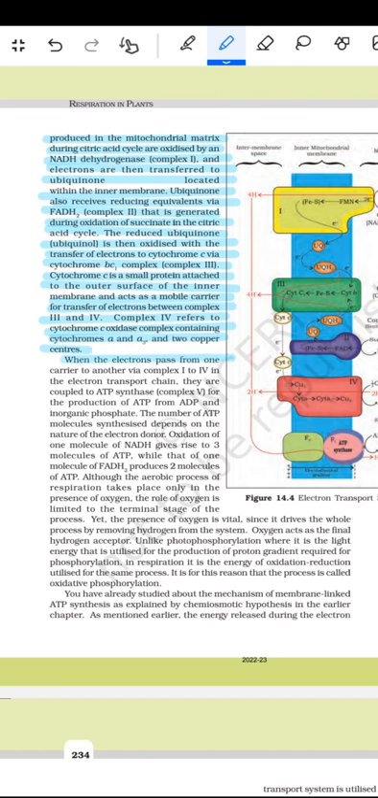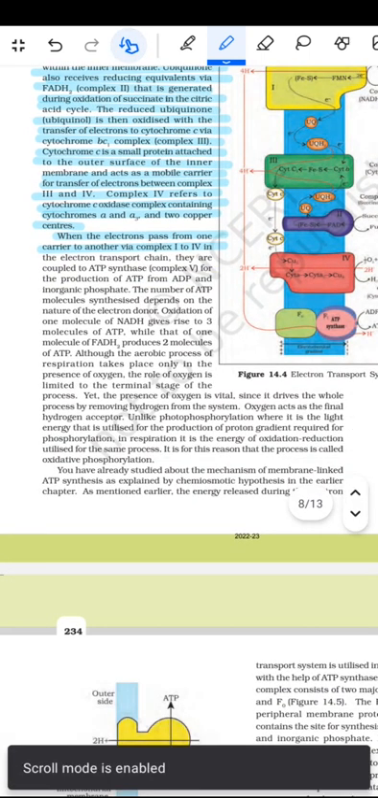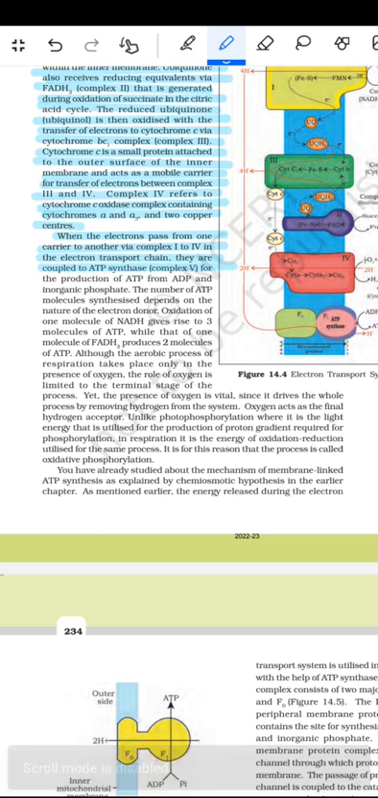When the electrons pass from one carrier to another by complex 1 to 4 in the electron transport chain, they are coupled to the ATP synthase complex 5 for the production of ATP from ADP and inorganic phosphate. The number of ATP molecules synthesized depends on the nature of the electron donor. Oxidation of one molecule of NADH gives rise to 3 molecules of ATP, while that of one molecule of FADH2 produces 2 molecules of ATP.